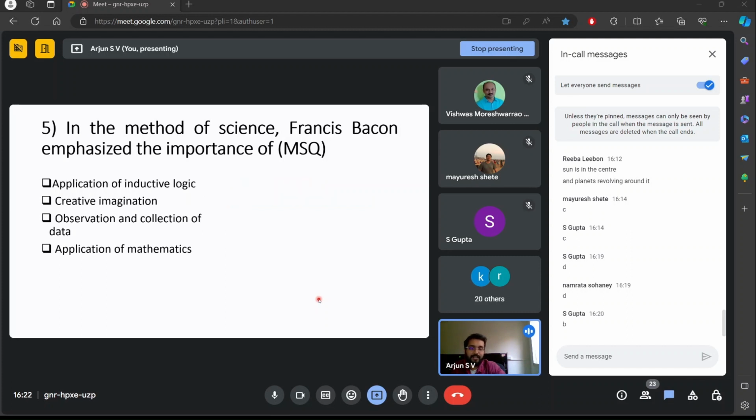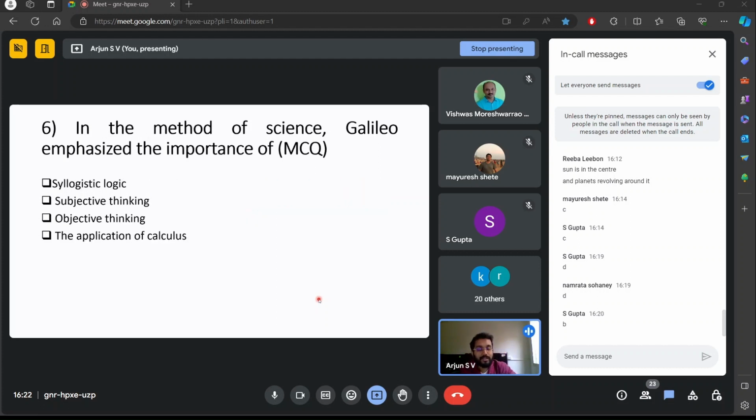In question number 5, in the method of science, Francis Bacon emphasized the importance of application of inductive logic and observation and collection of data. Once again, this is a multiple select question. Two answers are correct.